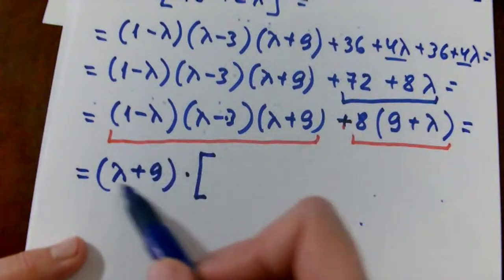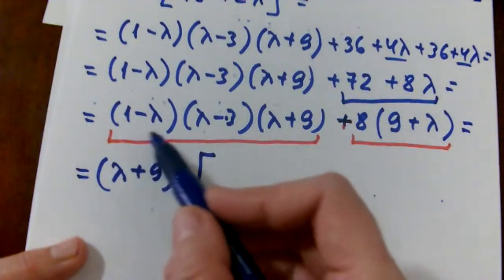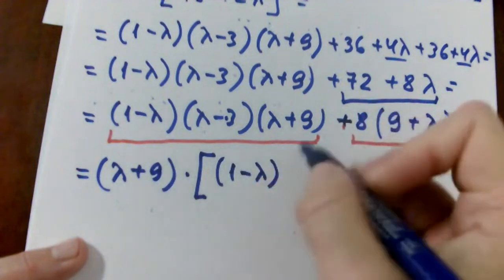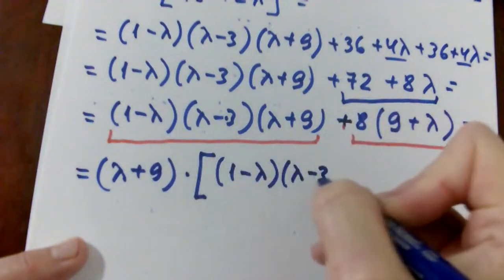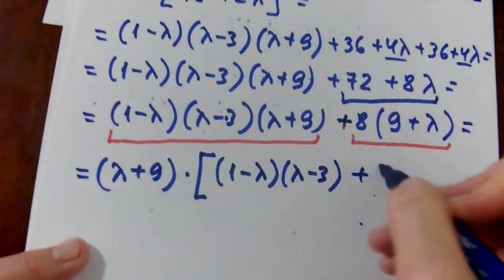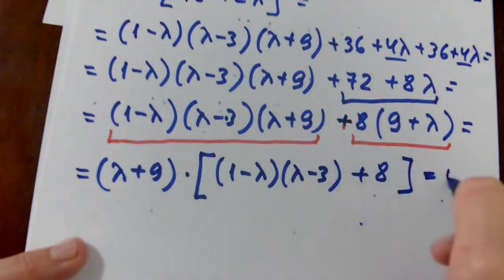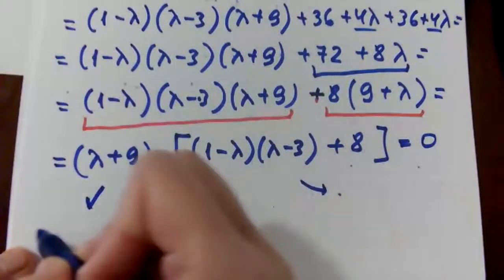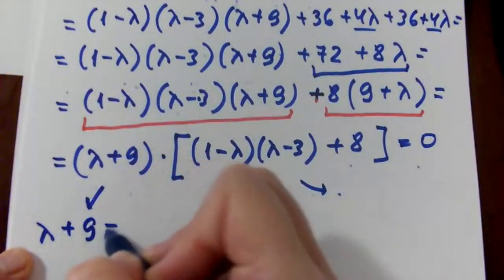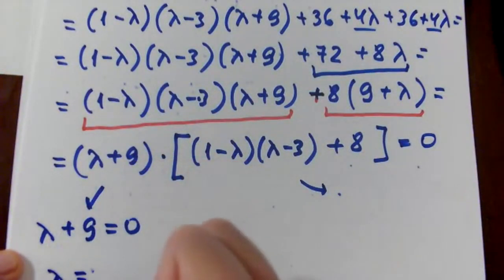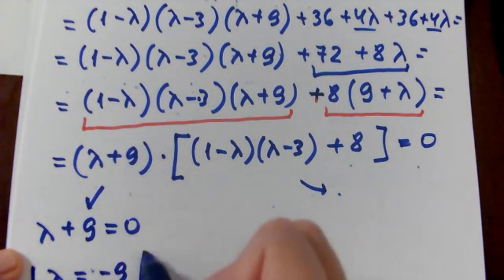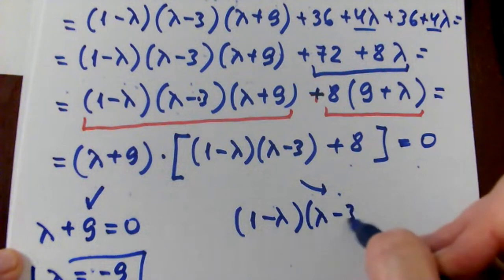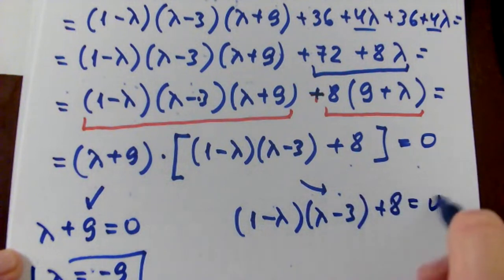Okay, so we are pulling out this lambda plus 9, and so all that is left of the first term will be this term and this term, and plus 8 from the second term, and it should be put equal to 0. Okay, so it's very nice. Lambda plus 9 is equal to 0. It means that lambda 1 is equal to minus 9. And the second case is this equation. This equation in the brackets is equal to 0 as well.